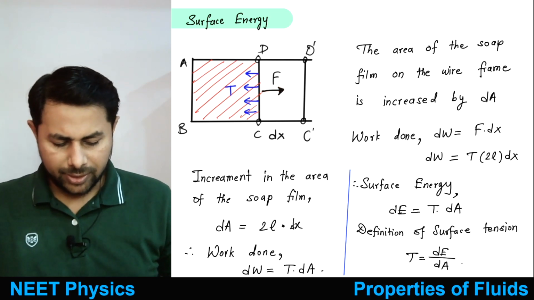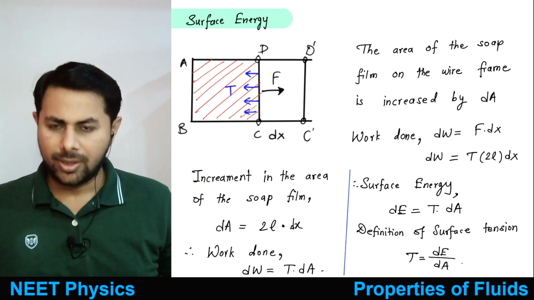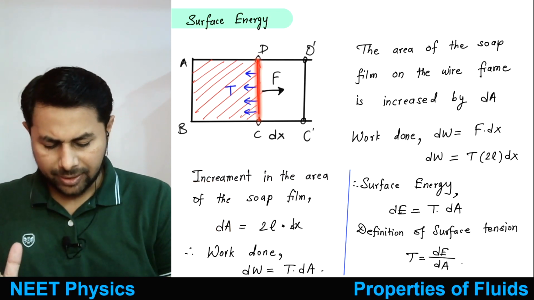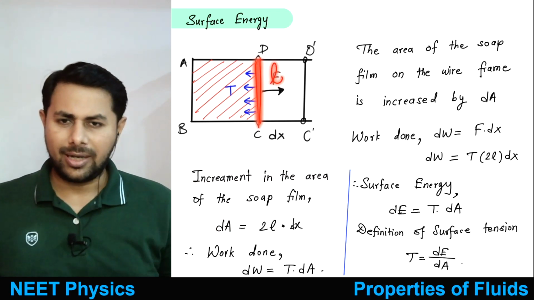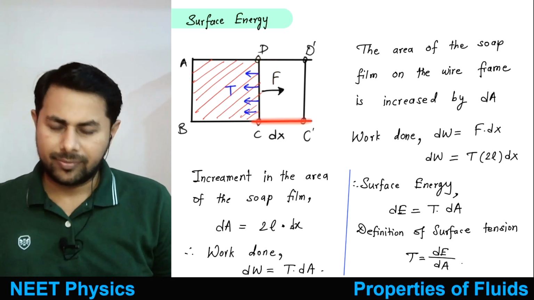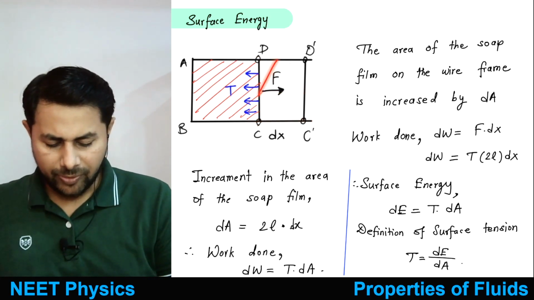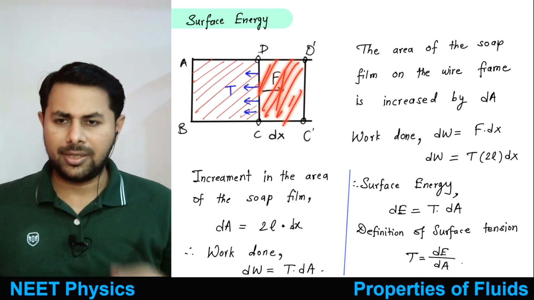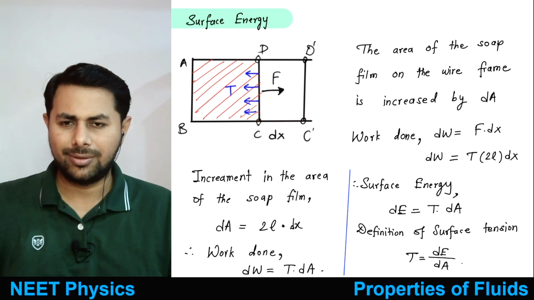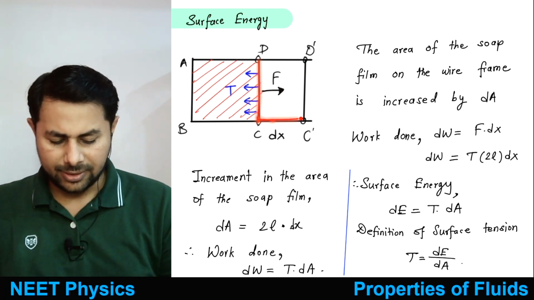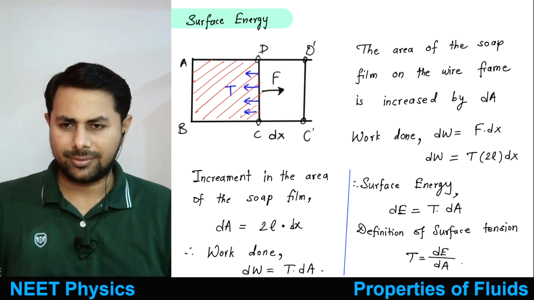Now suppose the increment in the surface area of the soap film is dA. So dA would be equal to what? Suppose the length of this side is L, and you are stretching it by distance dx. So what will be the increment in area? It will be equal to L times dx, right? This length is L, this is dx, so the increment in this area would be L times dx.